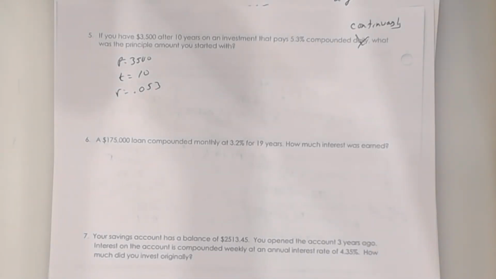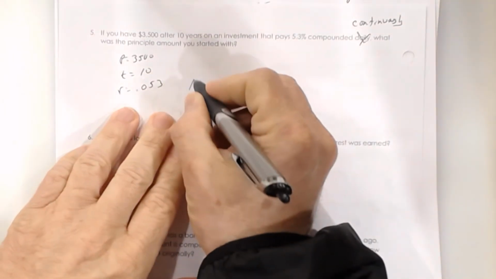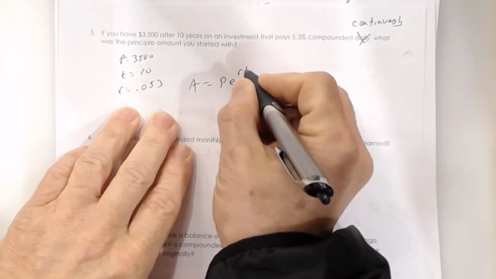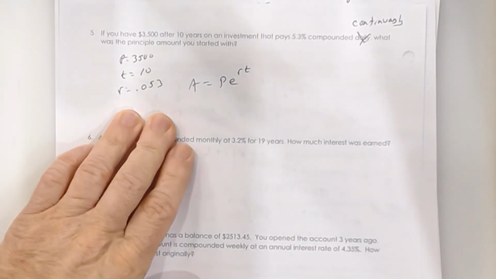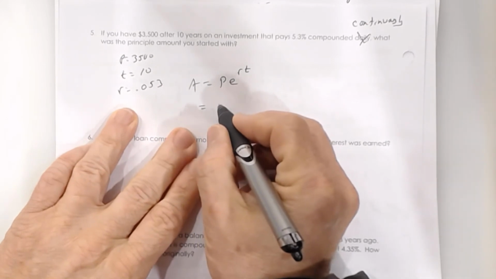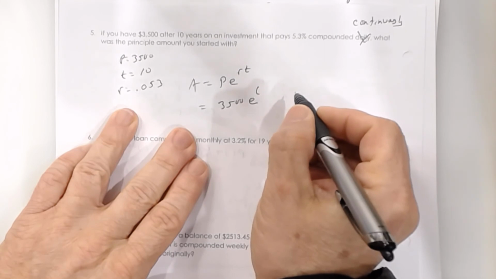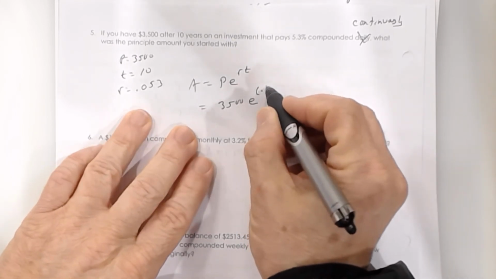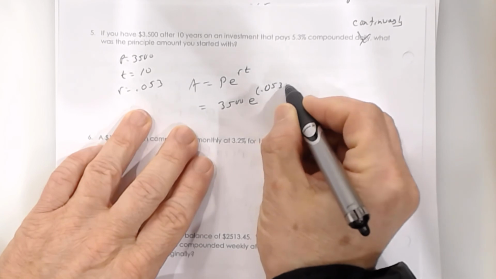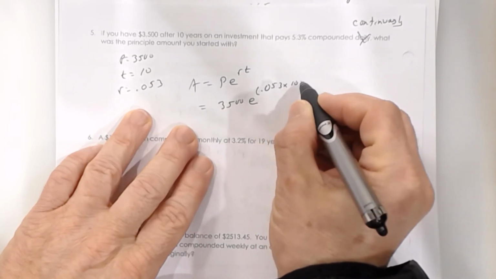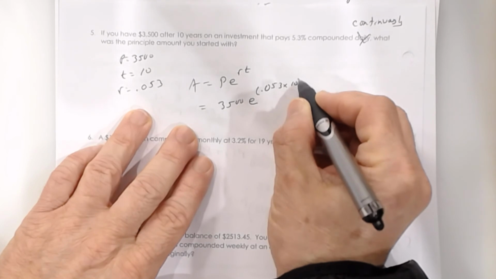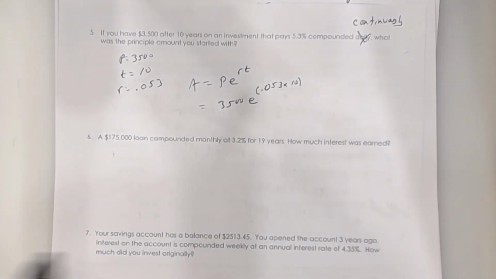All right, so let's plug into PERT now, because you see what word? Continuously. So A equals P times E to the RT. All right, what's P? 3,500. Times E in parentheses, put RT in parentheses now. What's R? 0.053 times T, what's T? T, 10, close the parentheses. Now make sure you know how to use your calculator. Now again, always make sure you put that exponent RT in parentheses when using your calculator.